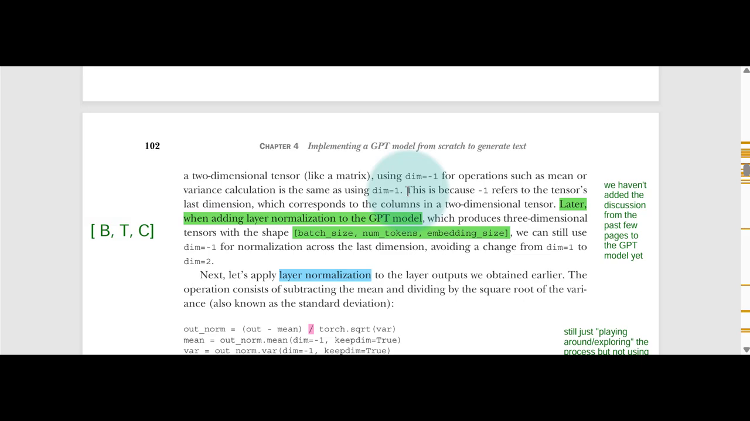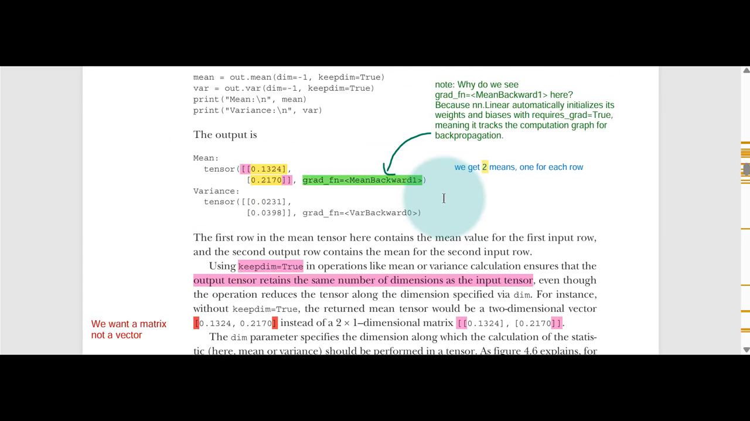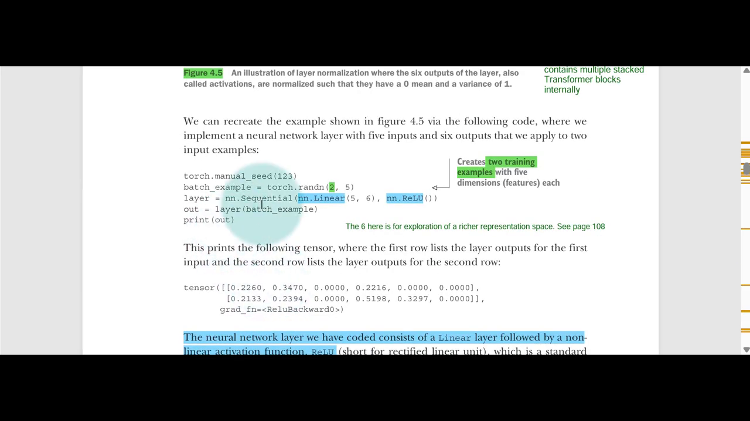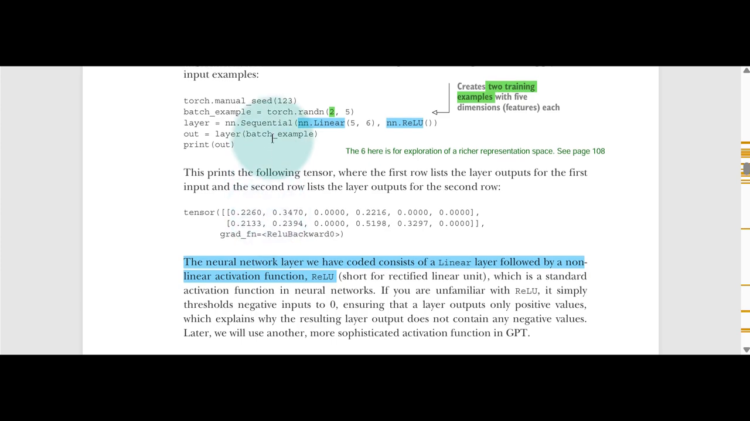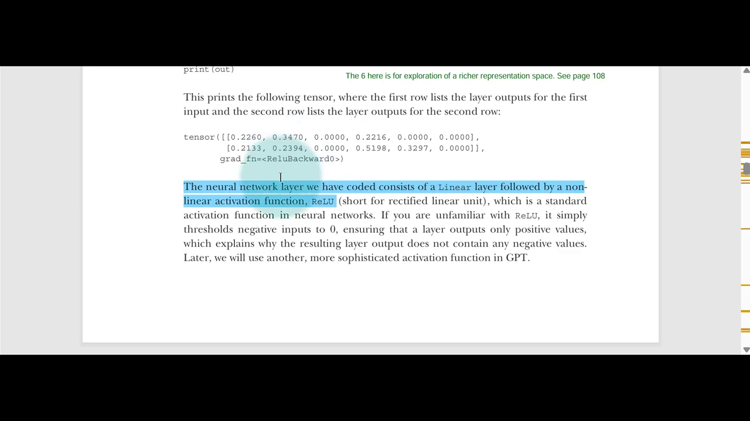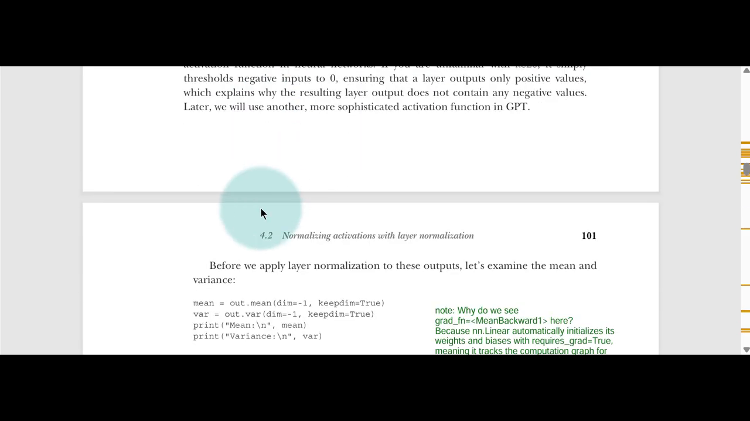So he explains this here. This is because -1 refers to the tensor's last dimension, which corresponds to the columns in a two-dimensional tensor. Later, when adding layer normalization to the GPT model, we're not doing that here at all, right? We're just playing around with these numbers and just writing it through. We haven't done anything in terms of coding our layer class yet. We're just experimenting here.